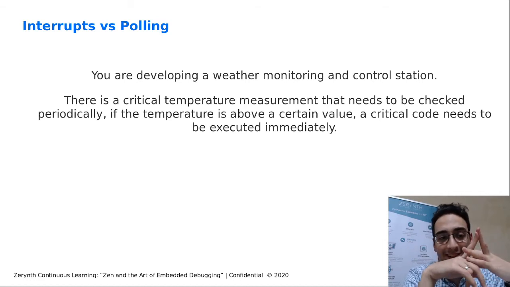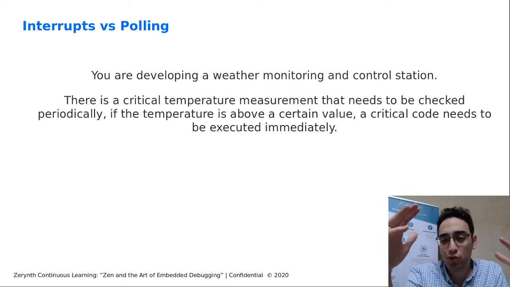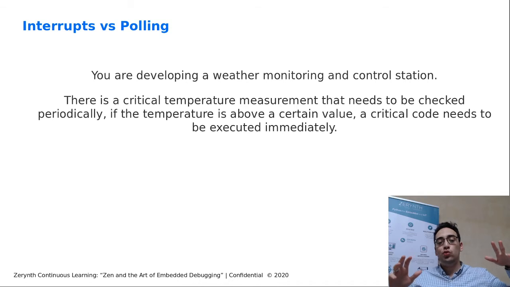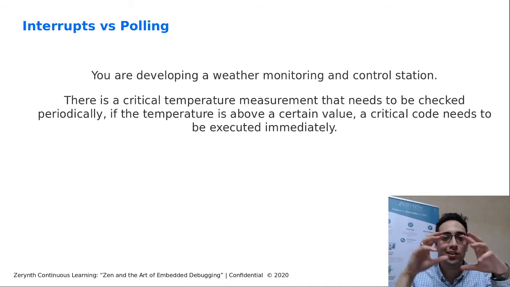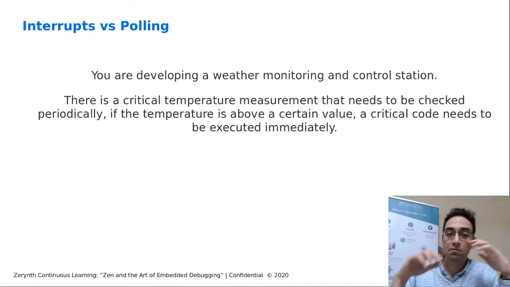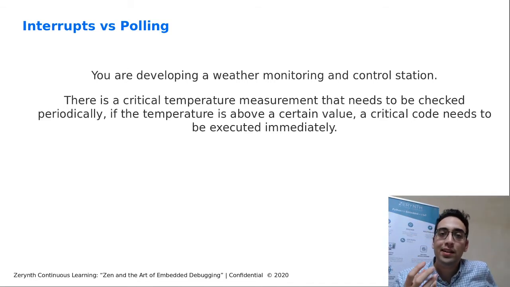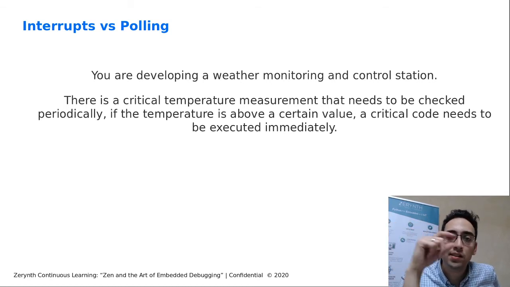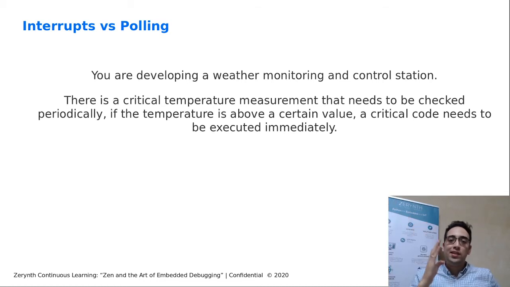Scenario number 3, you are developing a weather monitoring and control station, and there is a critical temperature measurement that needs to be checked periodically. So if the temperature is above a certain value, you need to execute a certain code immediately. So how can we go about that? I mean, you have a piece of hardware that needs to check for sensor data every 10 seconds, every 10 milliseconds, whatever. But if this happens, you need to stop whatever you're doing, go execute this piece of code.